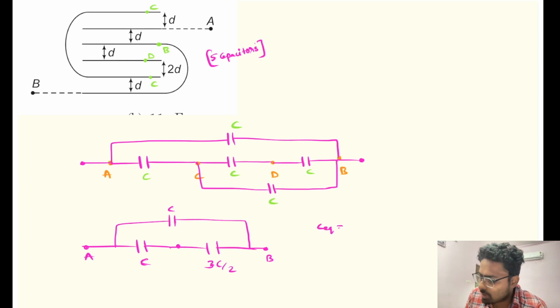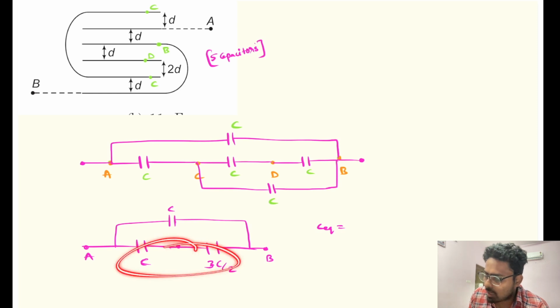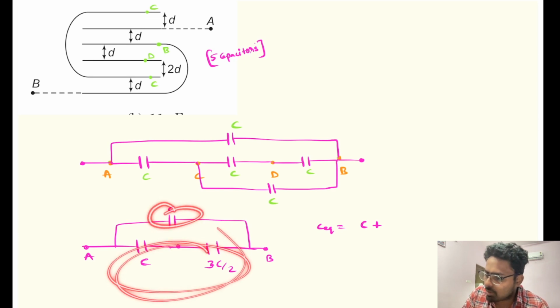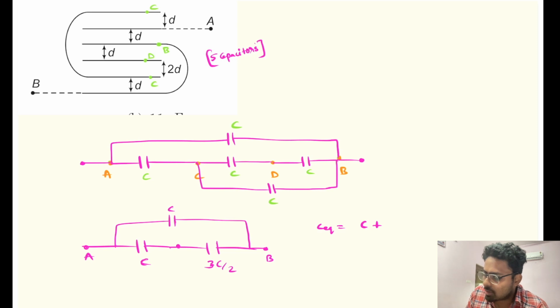So the final C equivalent: these two are connected in series, and with this, C is there in parallel. So C plus the equivalent capacitance for this one. Two capacitors connected in series give C1 C2 by C1 plus C2. So C into 3C by 2, divided by C plus 3C by 2. Obviously one C will get cancelled, so it will be 1 plus 3 by 2, which is 5 by 2.